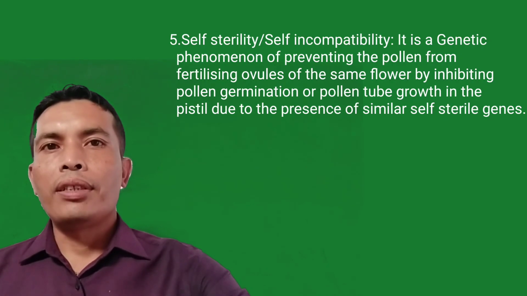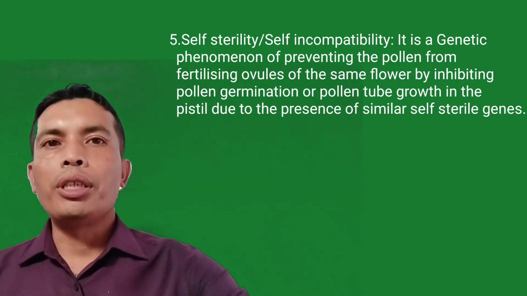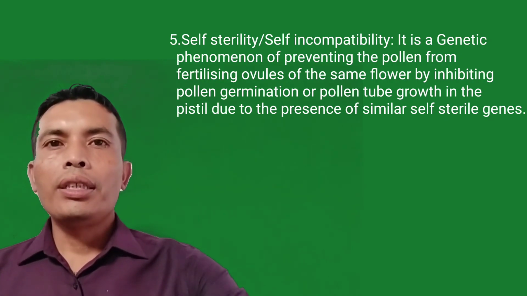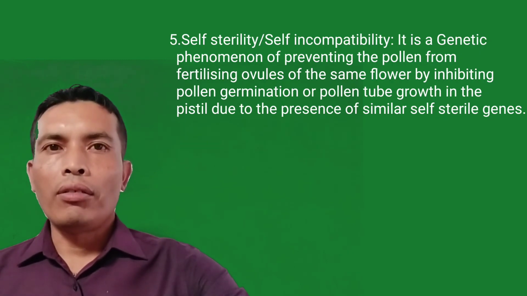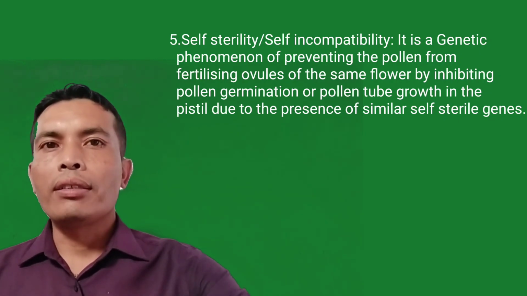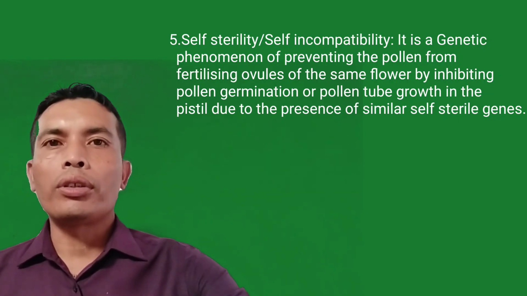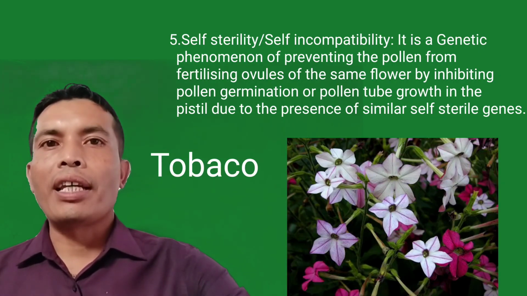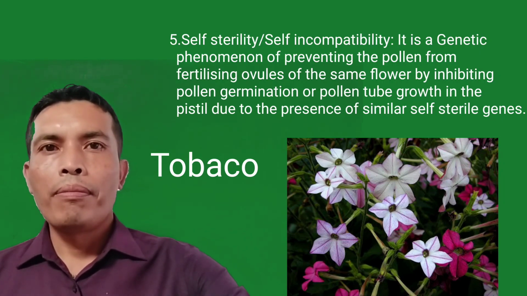Next is self-sterility or self-incompatibility. It is a genetic phenomenon of preventing the pollen from fertilizing ovules of the same flower by inhibiting pollen germination or pollen tube growth in the pistil due to the presence of similar self-sterile genes. Example is found in tobacco.